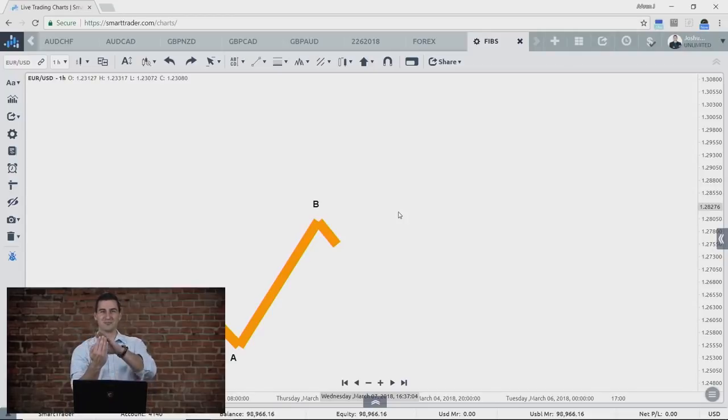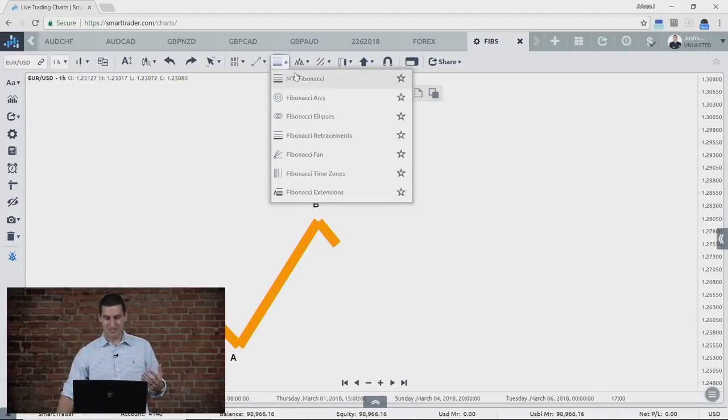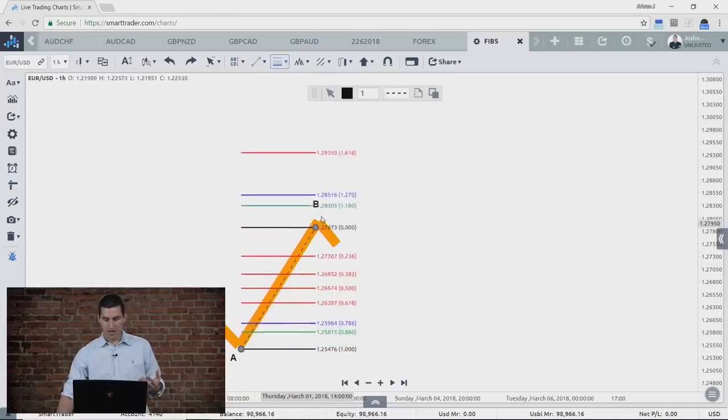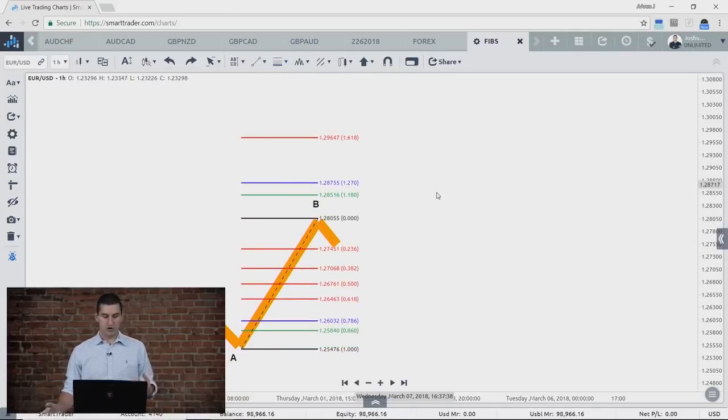Stick your hand up like this. Just don't bring your fingers down. All right, so you have your A and you have your B. Now we're going to spread your Fibonacci's between the A and the B boundary. And what you have here is what's called Fibonacci retracements and Fibonacci extensions.